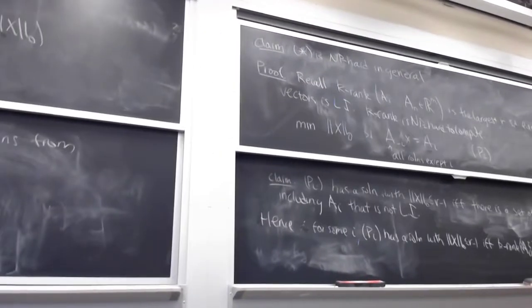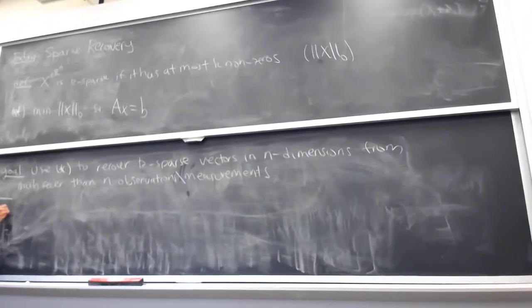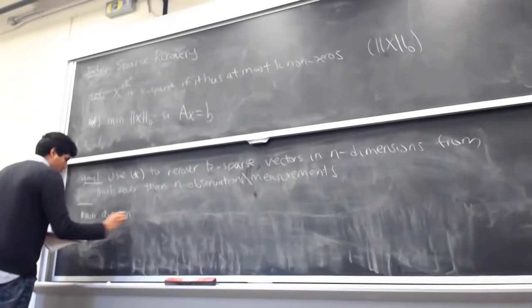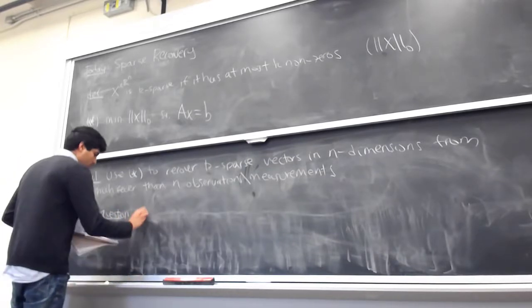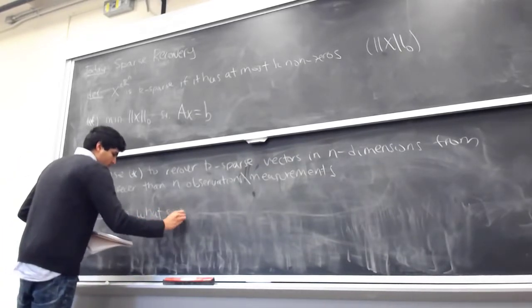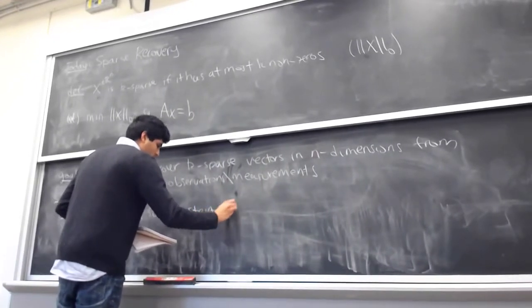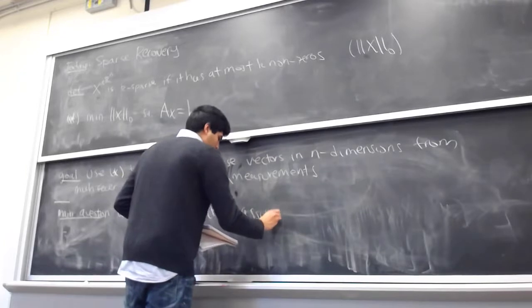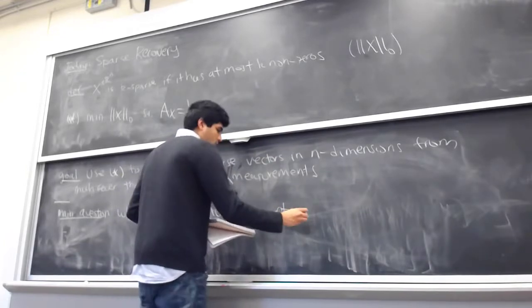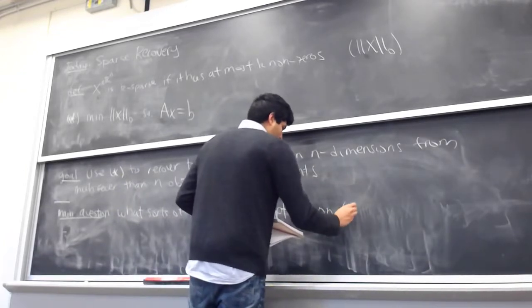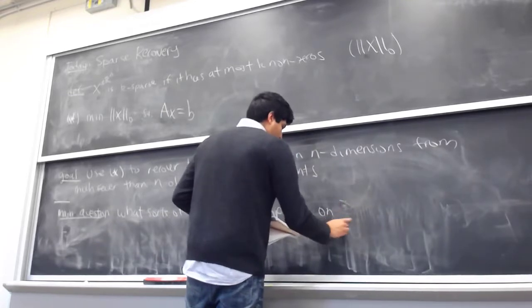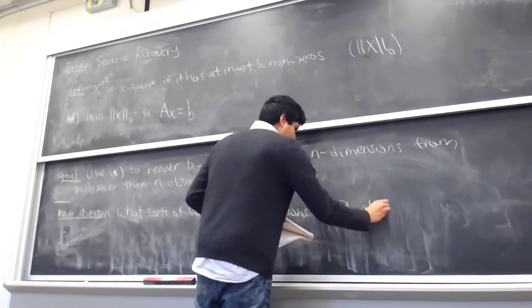Okay, so now our new question, our main question really in this unit, is what sorts of structural assumptions on A allow us to solve star?